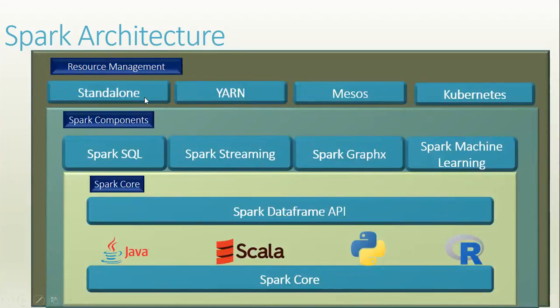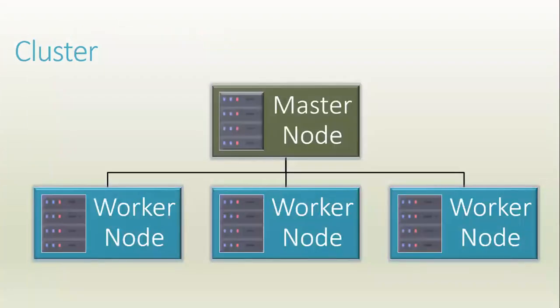Spark can be run in a standalone mode, or it can be run in YARN, or it can be run in Mesos, or it can be run in Kubernetes. All of these, YARN, Mesos, and Kubernetes, are resource managers or cluster managers. So a cluster is nothing but an arrangement of machines in a master-slave architecture. So we'll have a master node that takes the incoming requests or a program that is submitted to the master node, and then they are executed on different machines called the worker nodes.